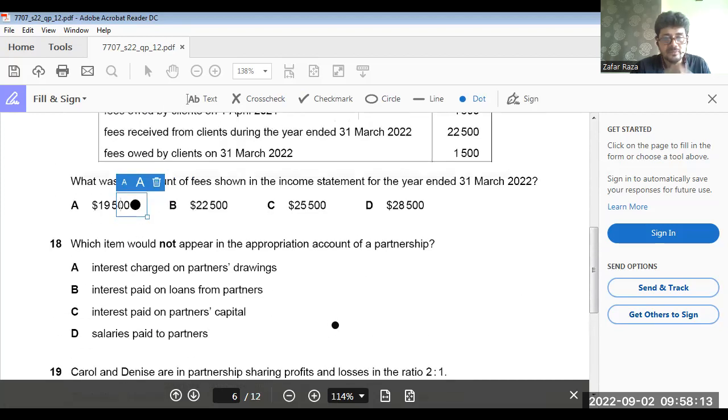18. Which item would not appear in the appropriation account of a partnership? C. Interest charged on partners' drawings. It's going to be added in the account. Okay. Interest paid on loans from the partner. This comes in the income statement, not in the appropriation account. Interest paid on partners' loan capital appropriation account. Salaries will appear in the appropriation account. It means B option should be the answer.